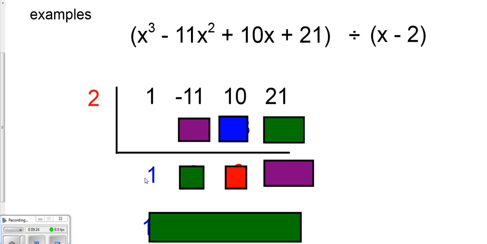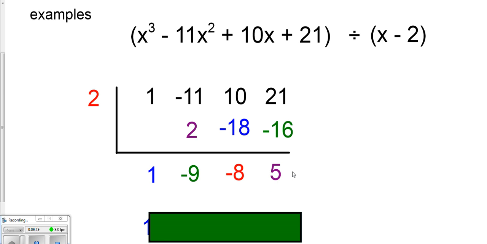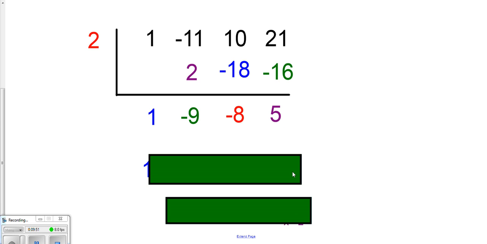Drop down my first coefficient. Now, 2 times 1 is 2. Negative 11 plus 2 is negative 9. 2 times negative 9 is negative 18. 10 plus negative 18 makes negative 8. 2 times negative 8 is negative 16. 21 plus negative 16 makes a positive 5. So in this case, I do have a remainder. I have a remainder of 5.